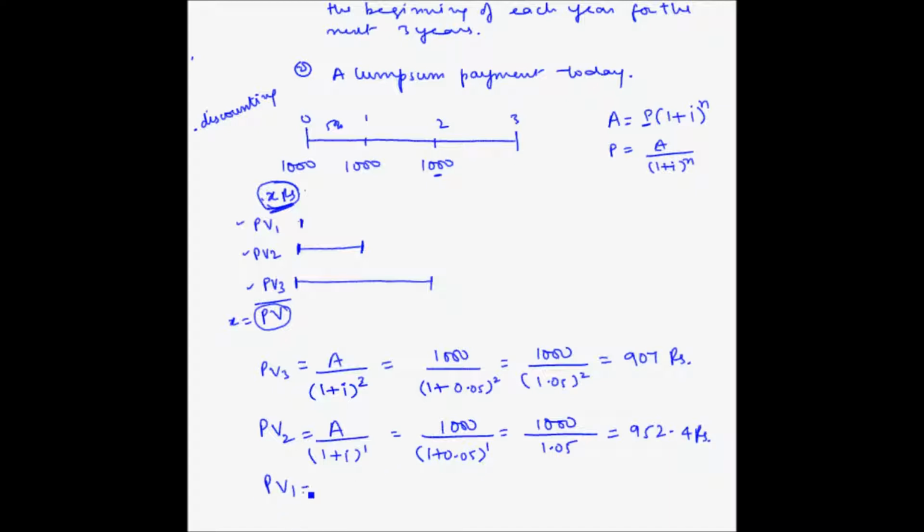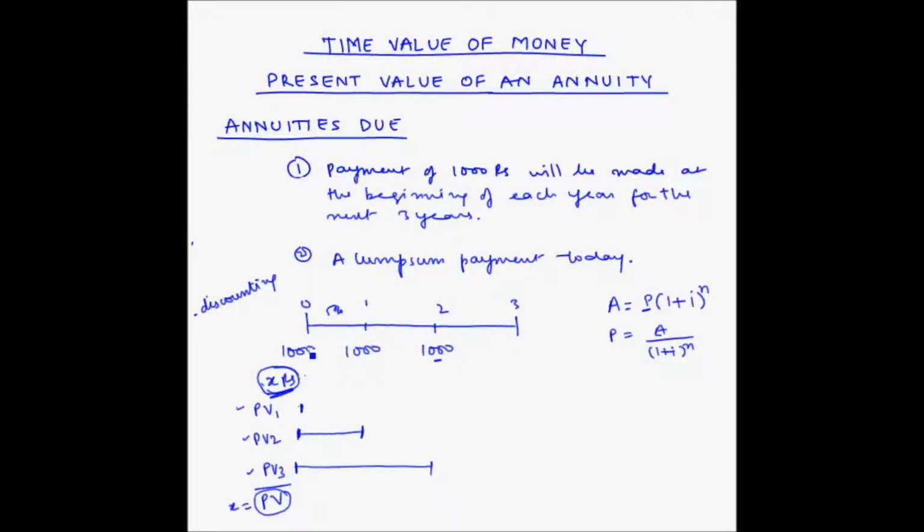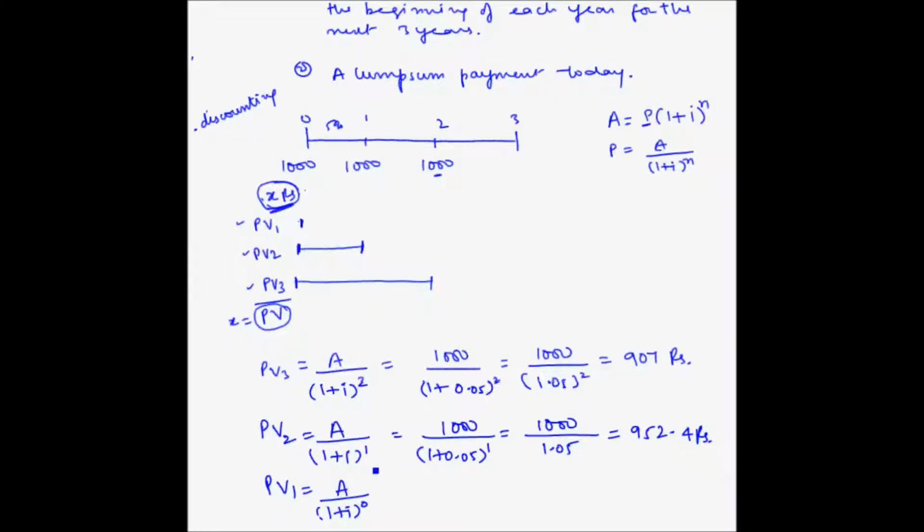And PV1 will be equal to A divided by 1 plus i to the power 0, because this is not even being compounded. This is the amount of money which we are getting at the beginning of the entire tenure, so this is not attracting any interest. So the present value is the same. So this is equal to 1000 divided by 1 plus 0.05 to the power 0, which is 1000 divided by, now anything to the power 0 is 1, so this is 1000 rupees.